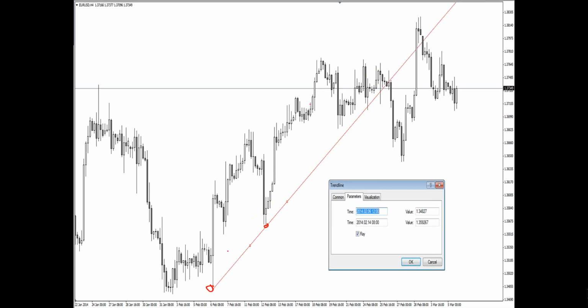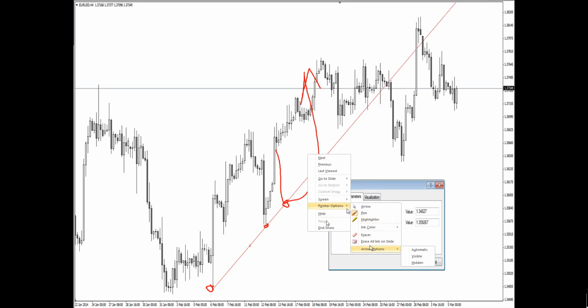Well, Tom DeMark said that basically when you have 3 touches of a trend line, that means that the trend is captured. I would say, okay, but 2 touches is enough for a trend line. Then the third touch can usually mean maybe a swing.